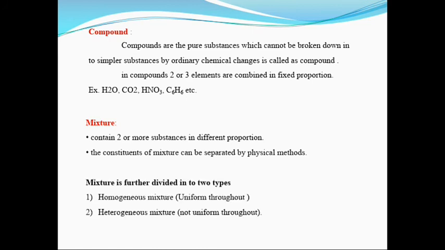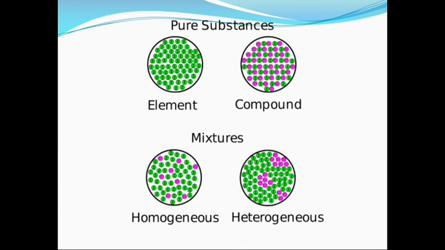Then mixture is further divided into two types. That is homogeneous mixture, which is uniform throughout, and heterogeneous mixture, which is non-uniform throughout. So mixture has two types, homogeneous and heterogeneous, that we try to see here.